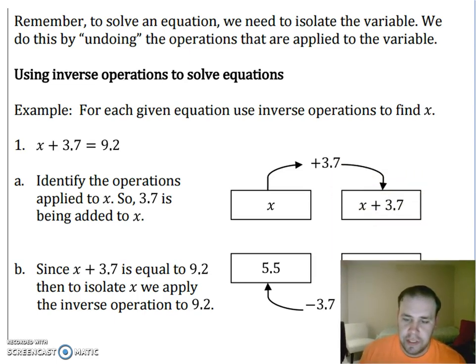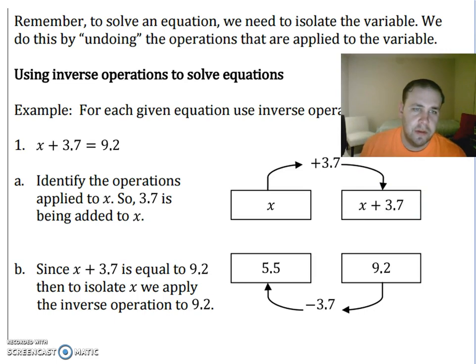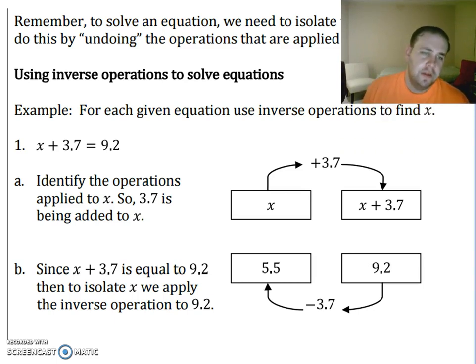So your sheet says, remember, to solve the equation, we need to isolate the variable, okay? And we can solve this by undoing the operations that are applied to the variable. So let's take a look at 3 quick examples of inverse operations. So, for example, we have x plus 3.7, and that equals 9.2.